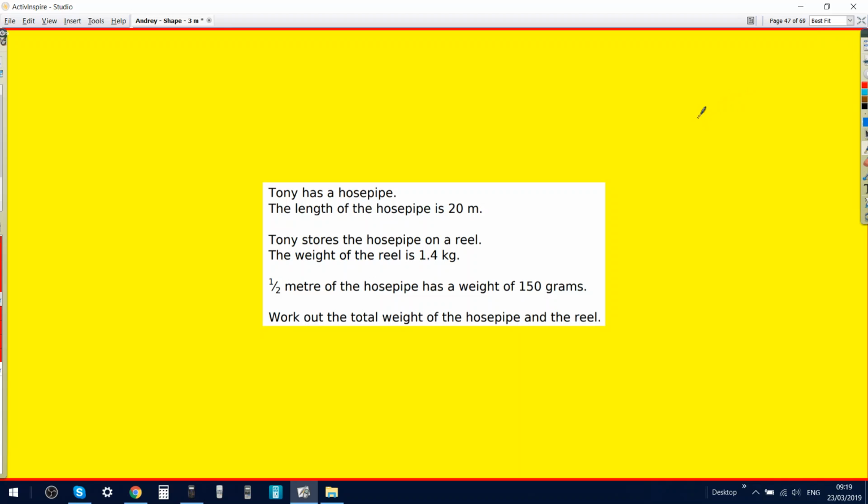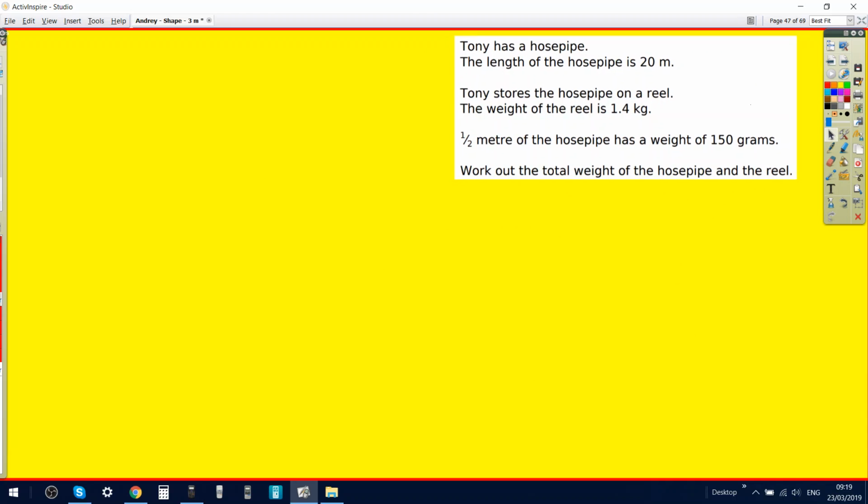Let's see. So exhaust with meters. Okay. Like this.